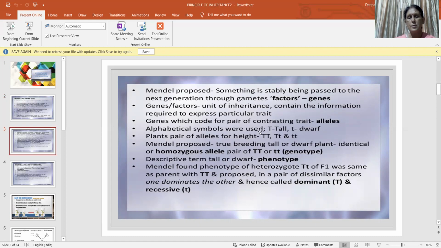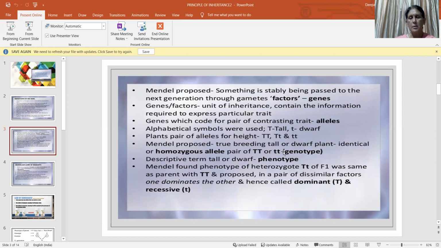Alphabetical symbols were used to denote the characters: capital T for tall and small t for dwarf. Pairs of alleles for height: that means for a particular character such as tall, two genes are found, and they are called alleles. For tall, capital T capital T both; for hybrid, capital T small t; and for short or dwarf, small t small t.